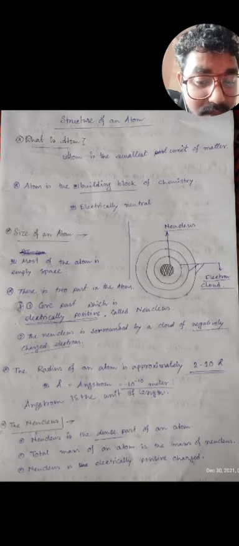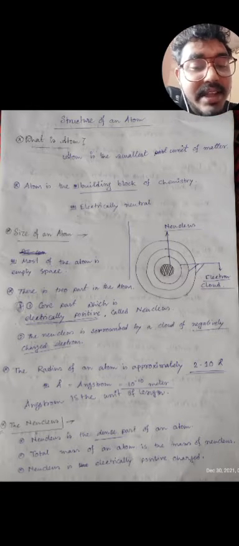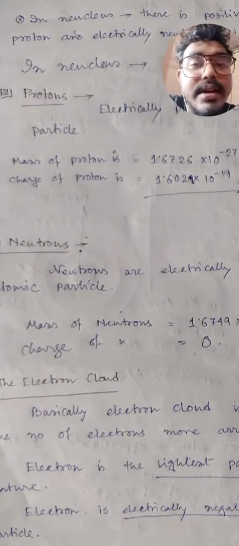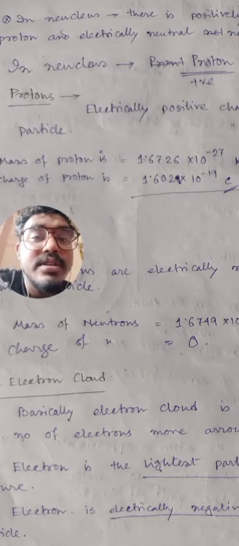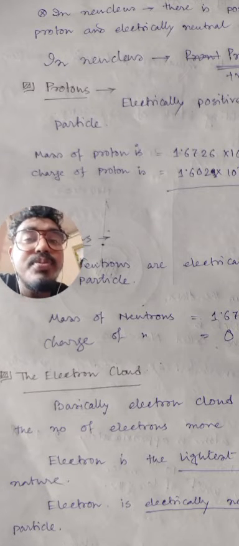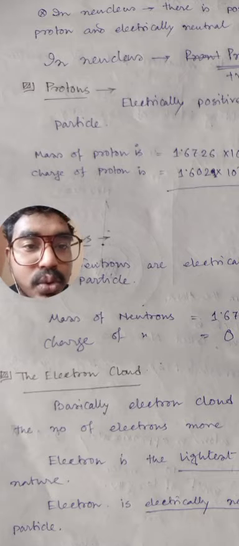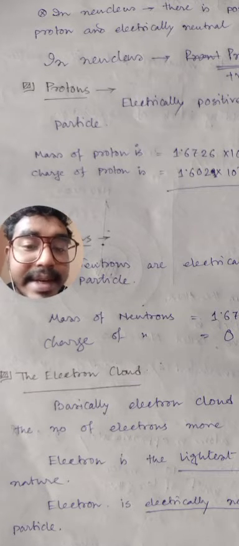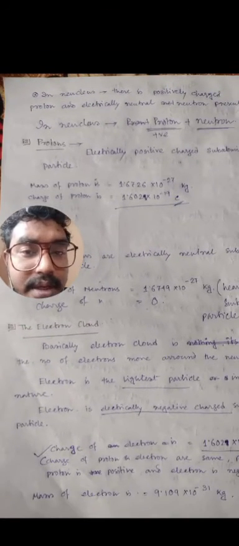The nucleus is electrically positively charged. I mentioned that previously and I mention it here also. Why do I say that the nucleus is electrically positive? The nucleus is formed by two subatomic particles. One is the proton, which is positively charged, and one is the neutron, which is electrically neutral. So neutral and positive charge make the nucleus electrically positive.